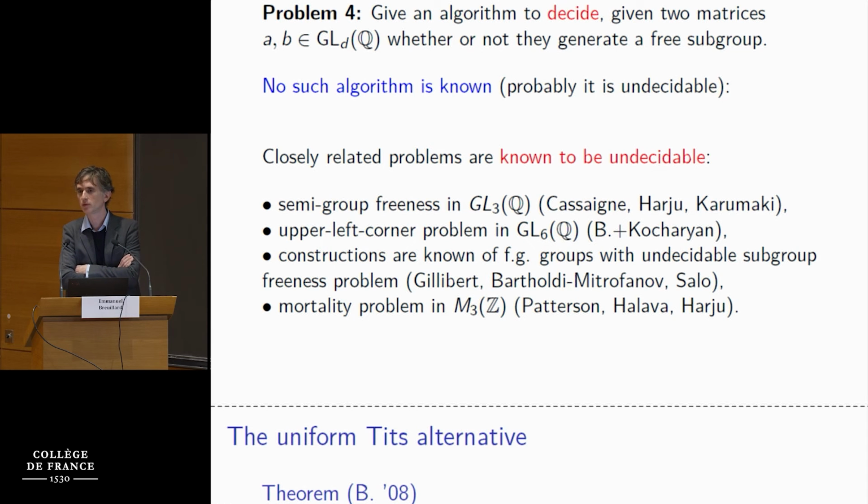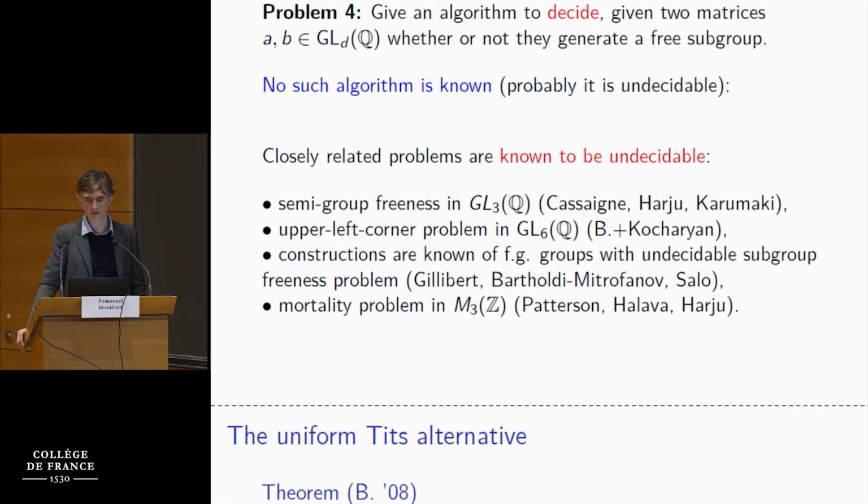They reduce it to the undecidability of the word problem in semigroups, which was proven by Turing in one of his last math papers in the 40s: determining whether a finitely presented semigroup has solvable word problem is undecidable. And so you can relate this to the subgroup freeness problem.